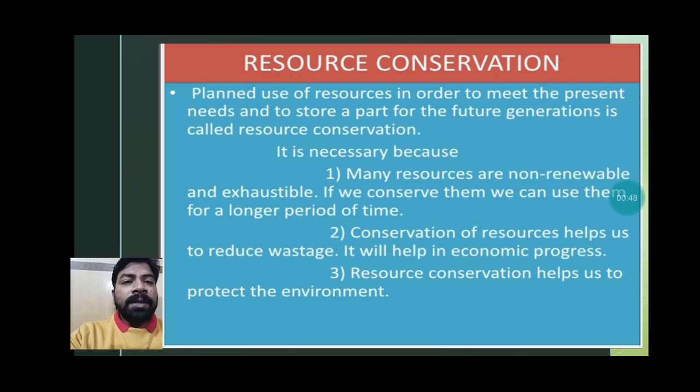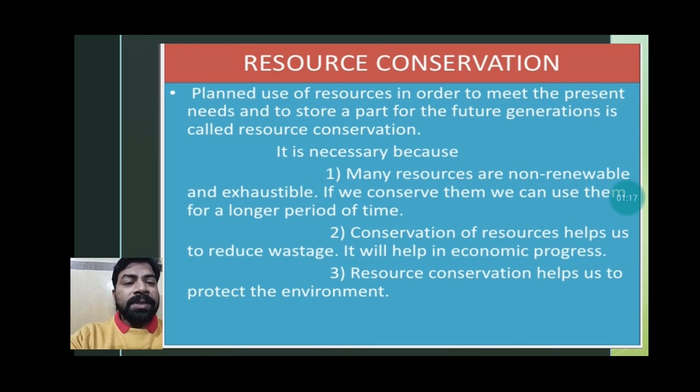So here, planned use of resources in order to meet the present needs and to store a part of it for the future generation is called resource conservation. As you have read in sustainable development, we are using the resources which are present and keeping them also for the future generation. So when we use the resource in a planned way, that is called resource conservation.